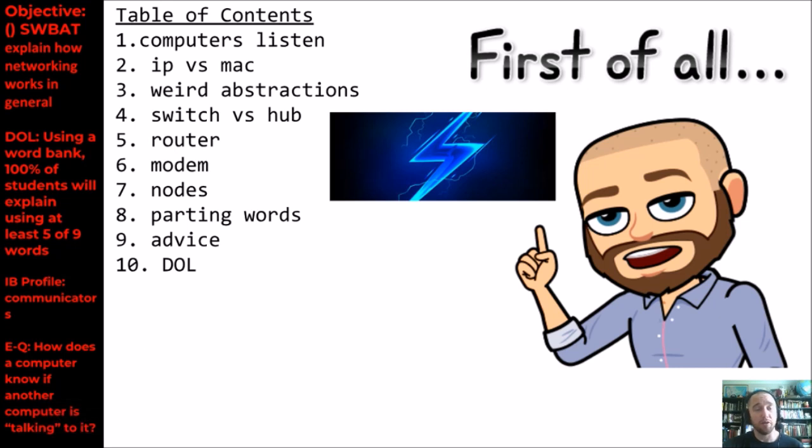So here's our table of contents. I'm going to talk about the concept of computers listening. I'm going to talk about the difference between an IP address and a MAC address. Going to go through some weird abstractions. Then we'll talk about the difference between a switch and a hub, a router and a modem. Talk about the concept of nodes. I'll give you some parting words, some advice, and then you'll do your DOL.